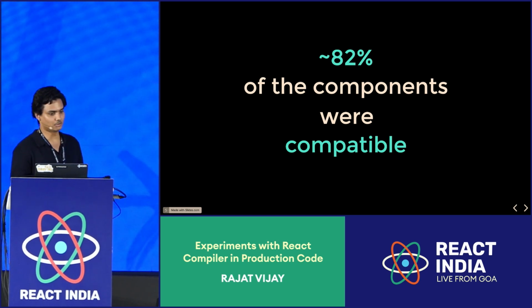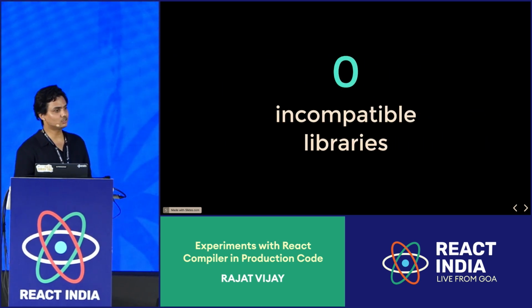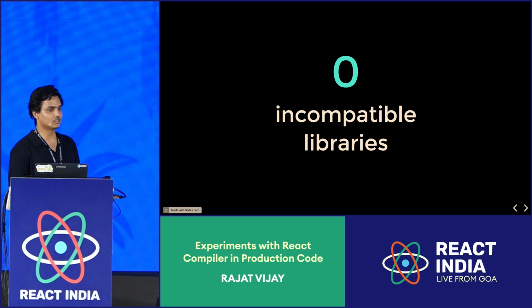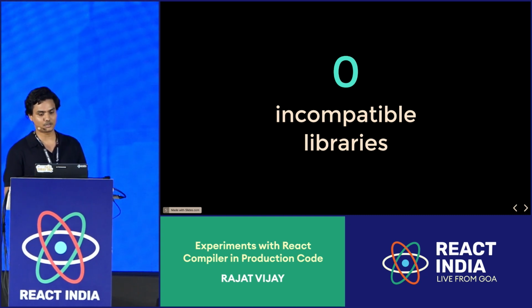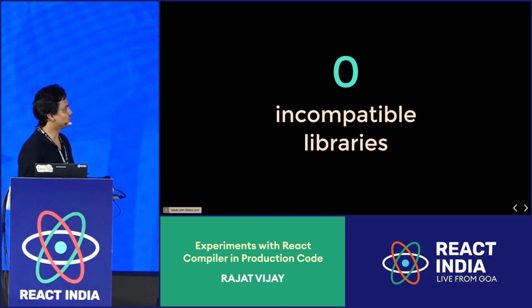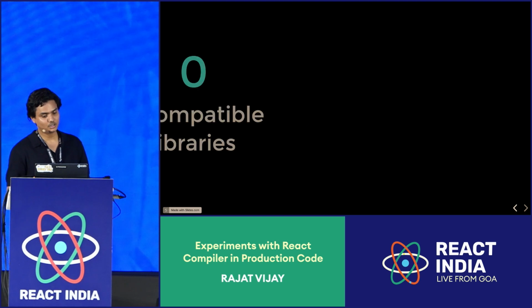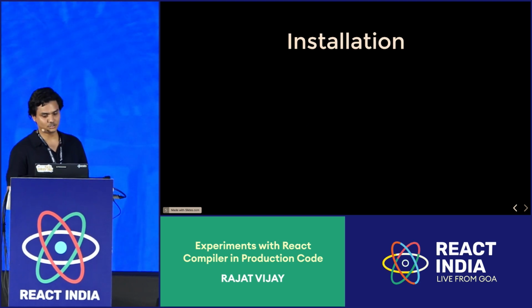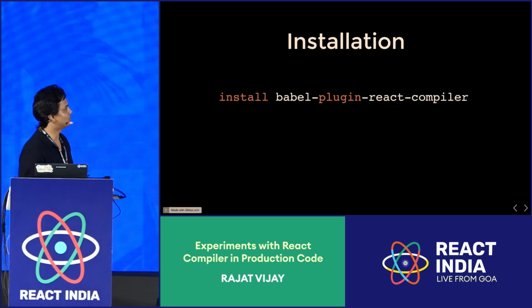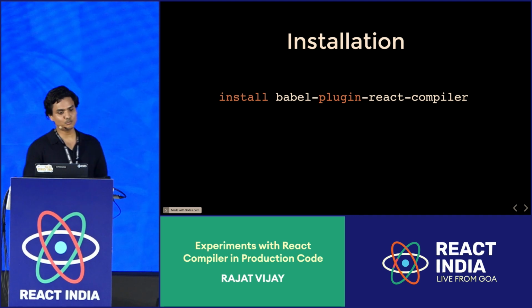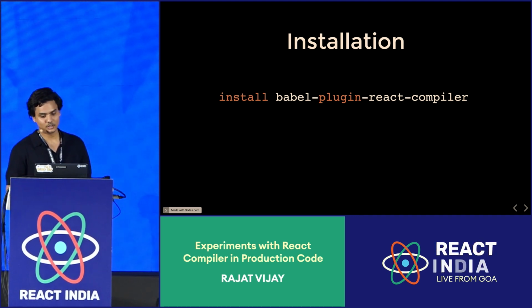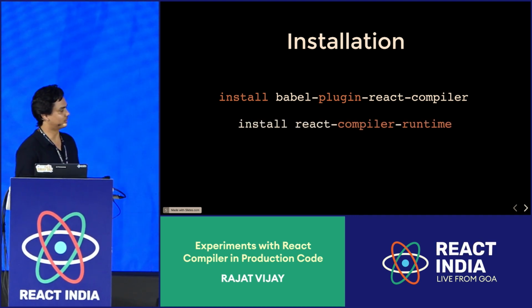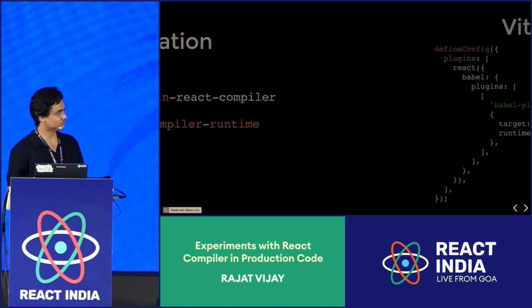That sounds like a good number. It also tells you how many of the third-party libraries that you're using are incompatible. And we had 0 incompatible libraries. So we dived straight into the installation. We first installed the Babel plugin. The React compiler ships as a Babel plugin. And then we installed the React compiler runtime. This is the module that actually has the function that memoizes your components and hooks.